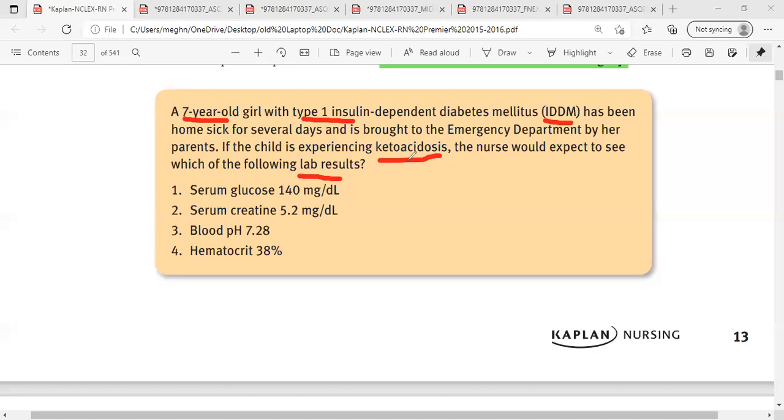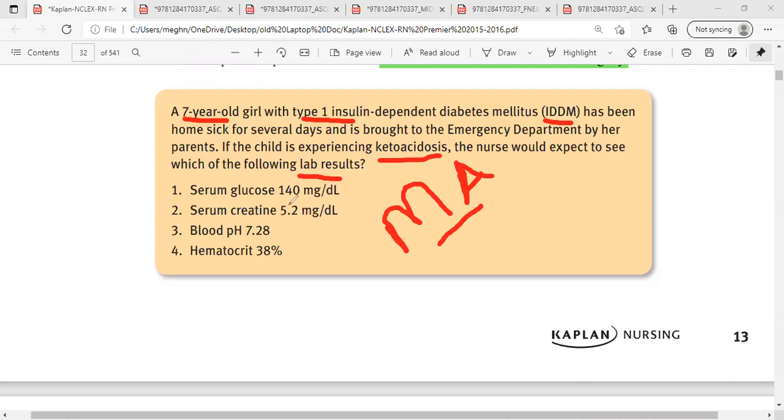And another question sometimes the NCLEX board asks: if the patient has diabetic ketoacidosis, what type of metabolic change occurs? It is called metabolic acidosis, right? Like a patient who has diarrhea, also metabolic acidosis. If a patient has vomiting, metabolic alkalosis, right?